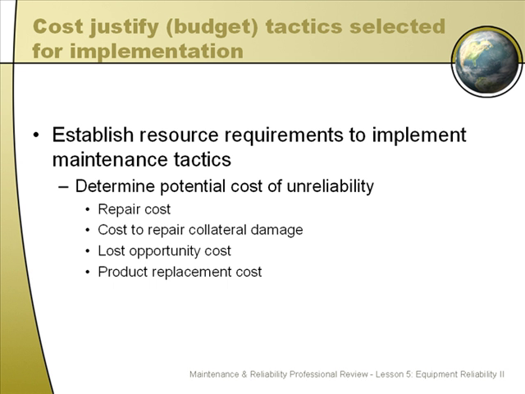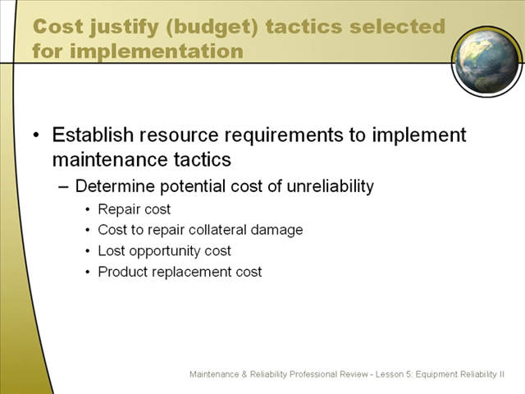Now let's talk about a new topic. We need to cost justify and budget tactics selected for implementation. First, we need to establish resource requirements to implement maintenance tactics. This is something that should be familiar to you by now. We've talked about this in the past already. So we need to determine the potential cost of unreliability. And we looked at some slides that showed different places where unreliability can come from in a process.